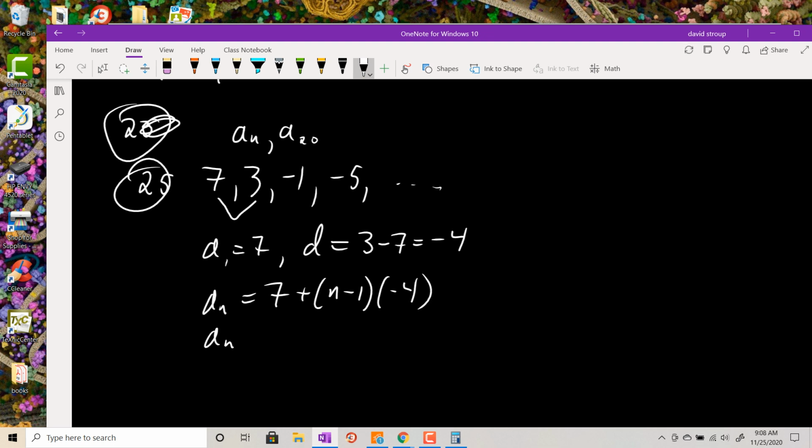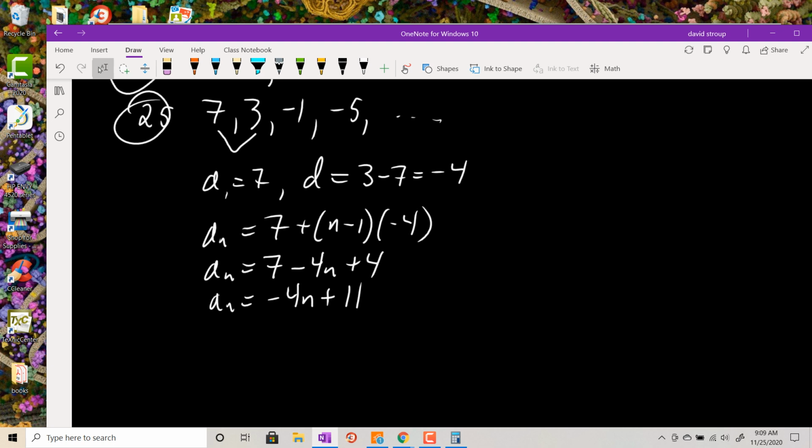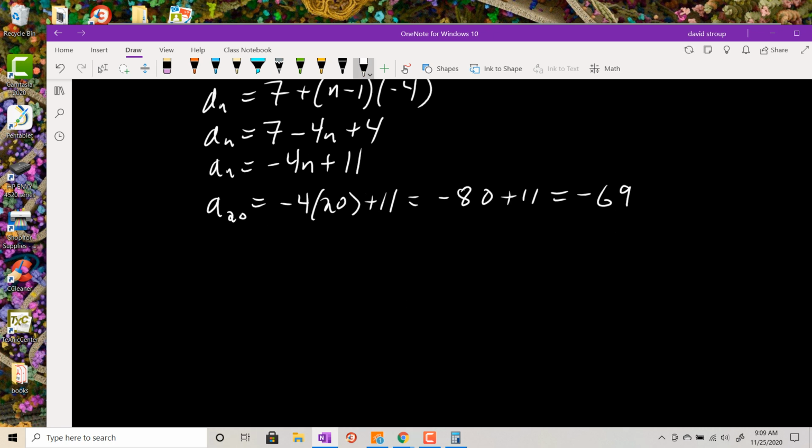And simplify that. -4n plus 4. So a sub n is -4n plus 11. And then find a sub 20. So you just plug 20 into that formula. This would be -80 plus 11, which is -69. Okay. So problems like that. Let's look at 10.3 then.